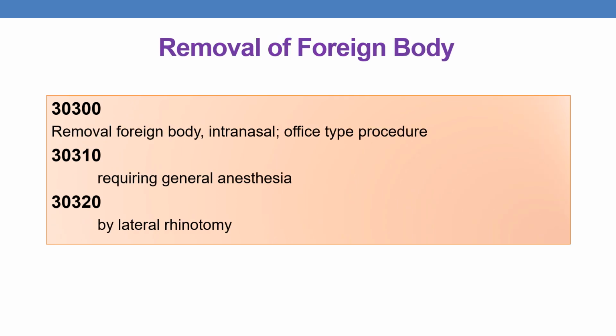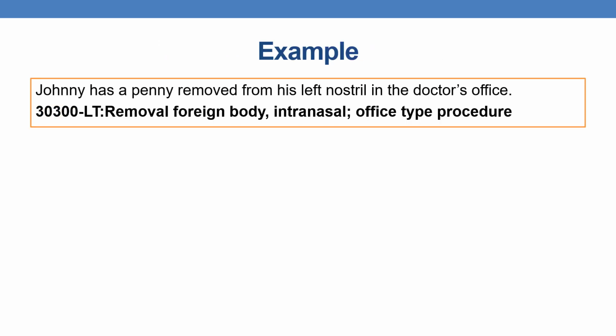Now coming to removal of foreign body. The first CPT is 30300, removal of foreign body, intranasal, office type procedure. The next is 30310, removal of foreign body, intranasal, requiring general anesthesia. Next is 30320, removal of foreign body, intranasal, by lateral rhinotomy. There are three different CPTs.